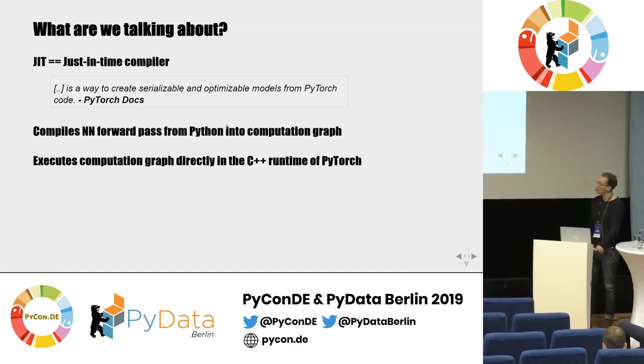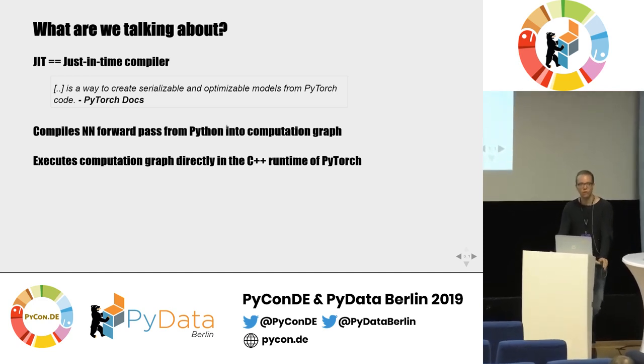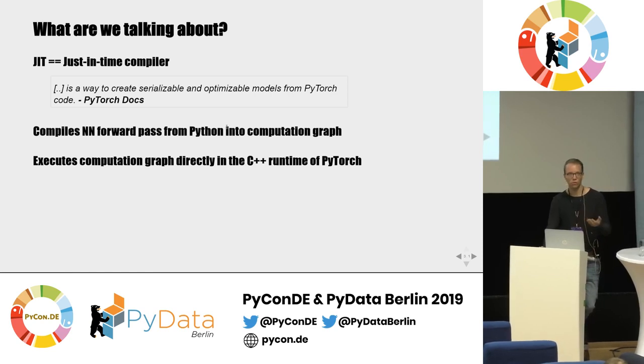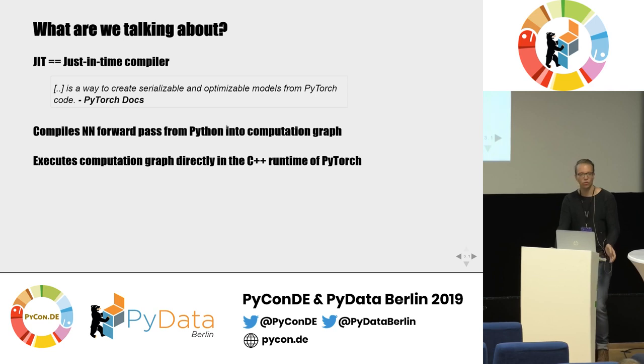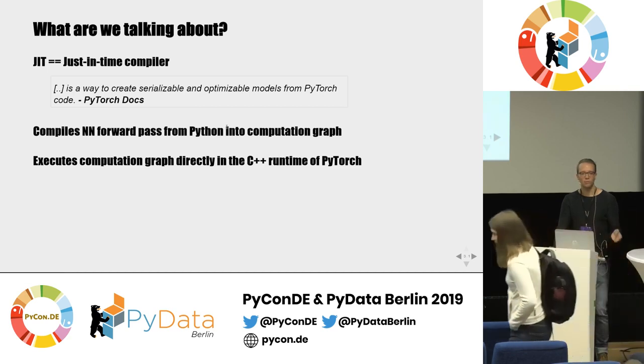In our special case, it means that the JIT will compile the forward function of our neural network model, which is written in Python in the PyTorch framework, into a computation graph as we should know it from frameworks like TensorFlow or so on. This computation graph can then be directly executed in the C++ runtime of PyTorch, which means no more callbacks back to Python.